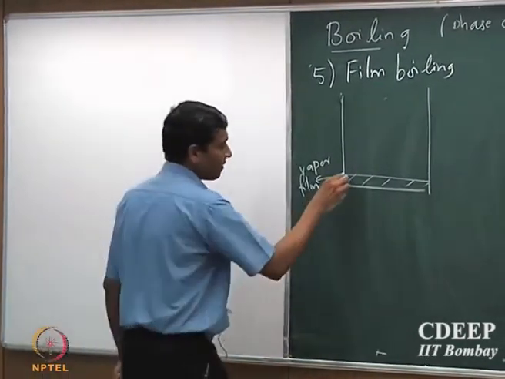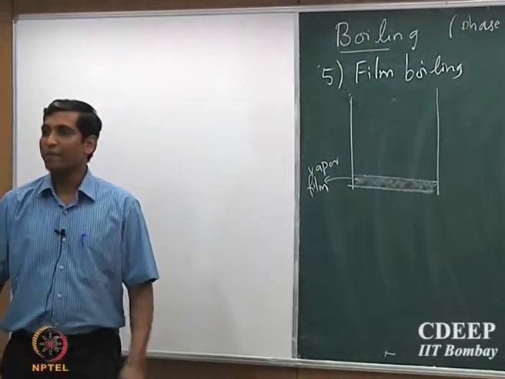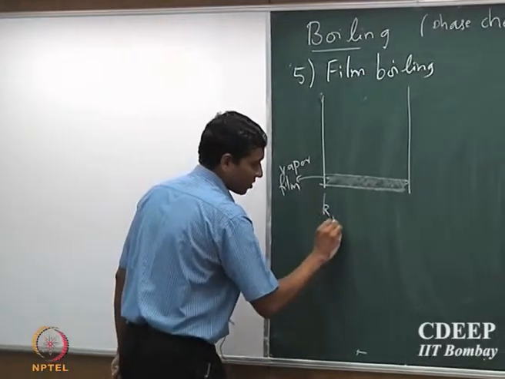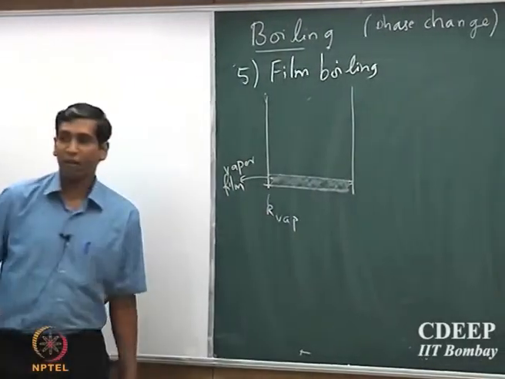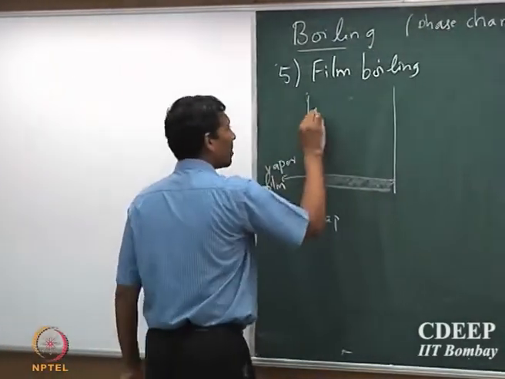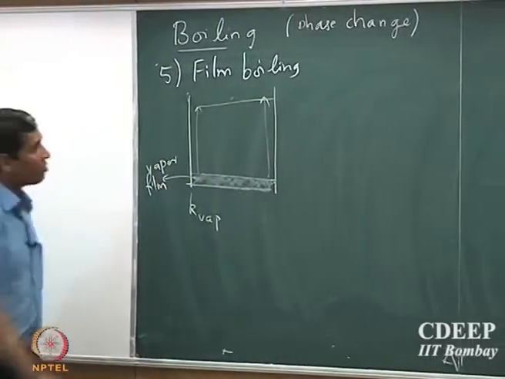So, the bottom surface will always be in contact with the vapor phase of the fluid, and so the primary heat transport is because of the conductivity of the vapor phase. Okay. So, the vapor will form and they will all escape out. Okay. So, that is the mechanism.